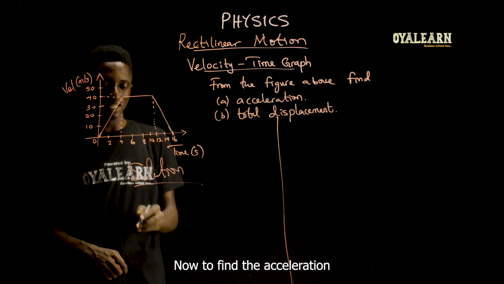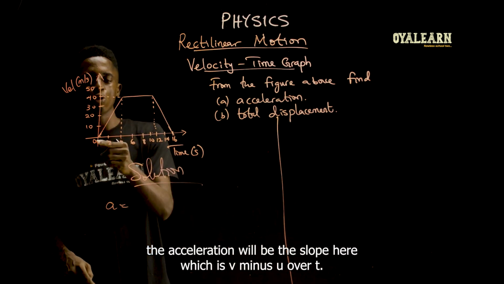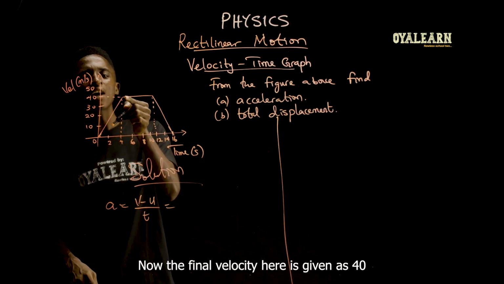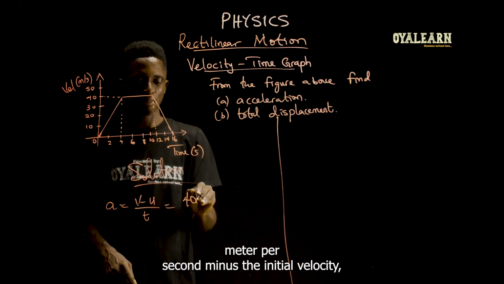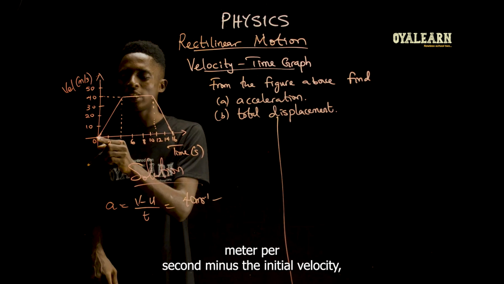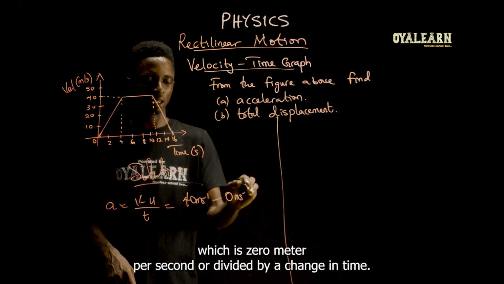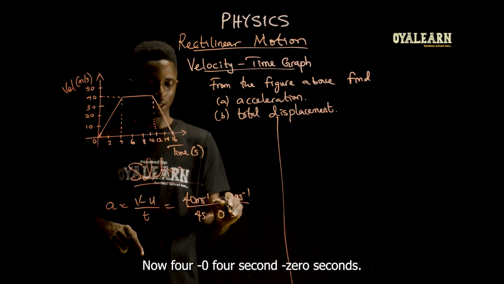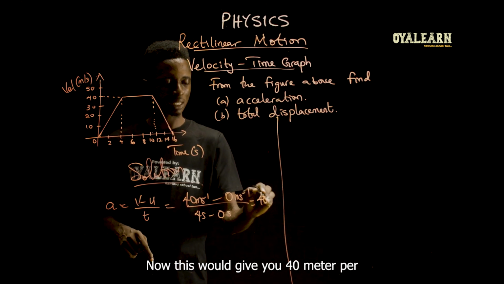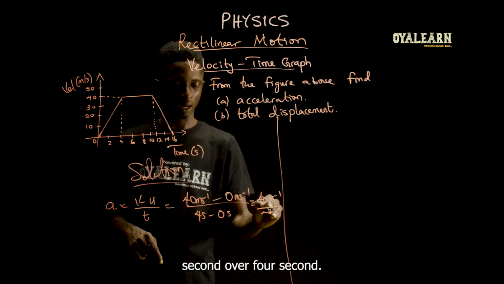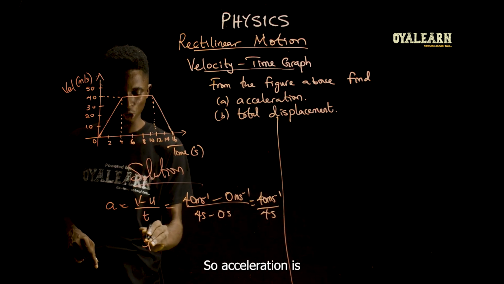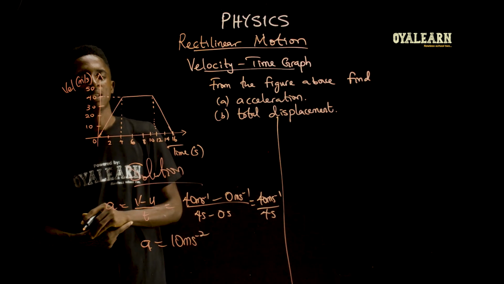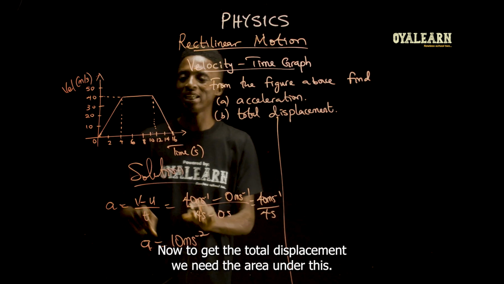Now, to find the acceleration will be the slope here, which is v minus u over t. Now, the final velocity here is given as 40 meter per second minus the initial velocity, which is 0 meter per second, all divided by change in time. Now, 4 seconds minus 0 seconds. Now, this would give you 40 meter per second over 4 seconds. So, acceleration is 10 meter per second squared. Now, to get the total displacement, we need the area under this.